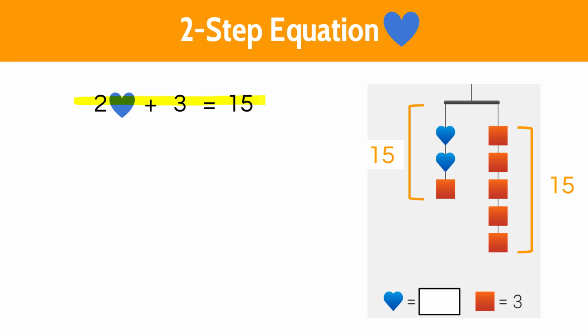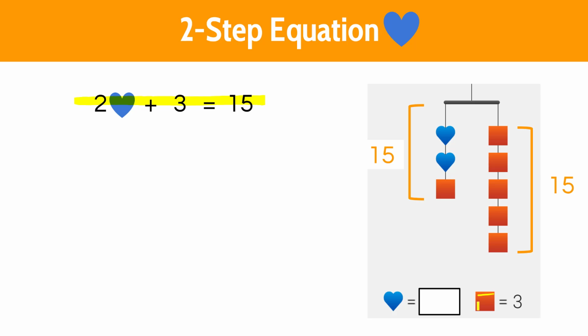This is the first equation we're going to look at. I've modeled this equation with an equally weighted mobile, so that the left and the right-hand side are the same weight. We are going to illustrate how to solve it with the mobile and then show how we can do this algebraically.